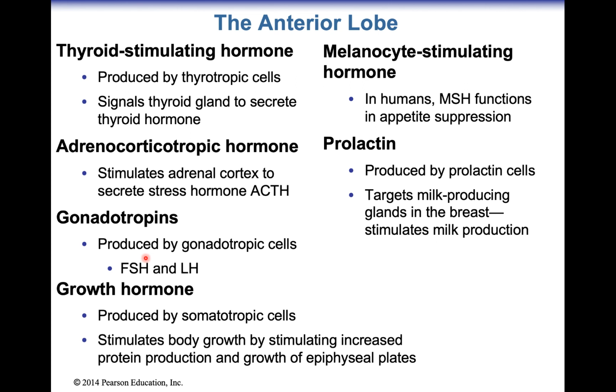So if we go through it, the first one is thyroid stimulating hormone. This is going to stimulate the thyroid gland to make thyroid hormone. The next one is called adrenocorticotropic hormone. This is going to stimulate the adrenal gland. This one is called FSH and LH. These are under a subcategory called gonadotropins.